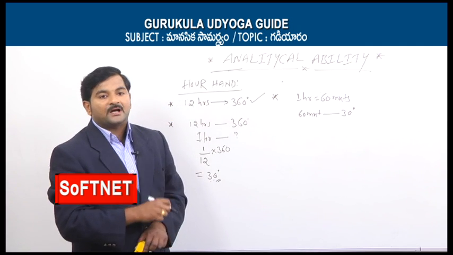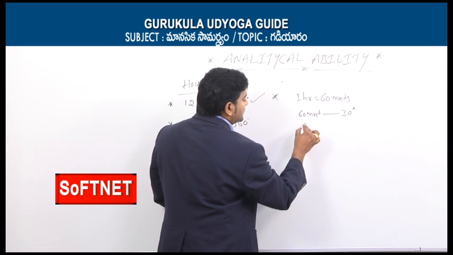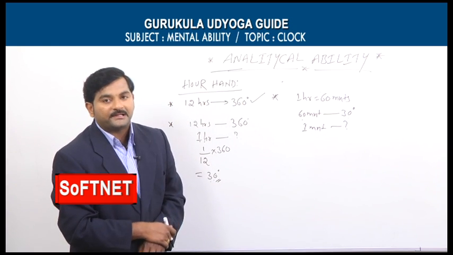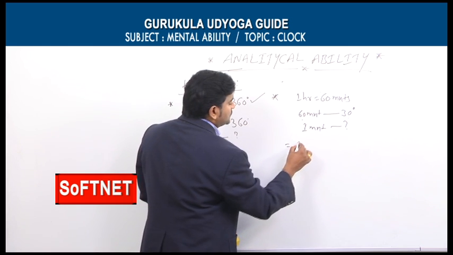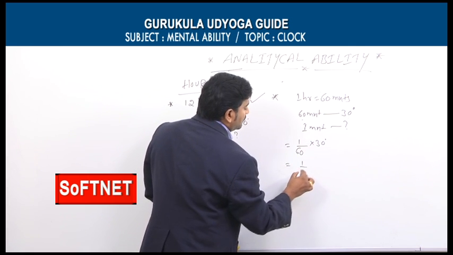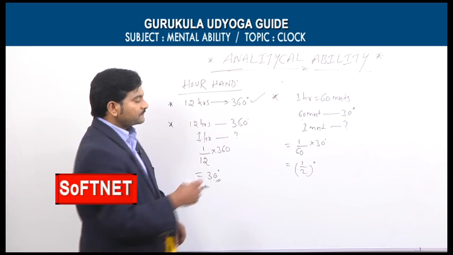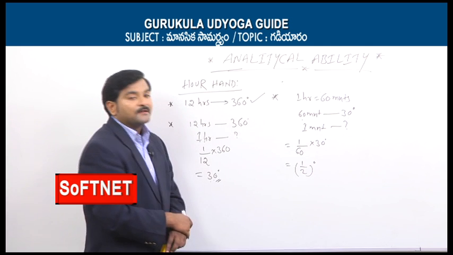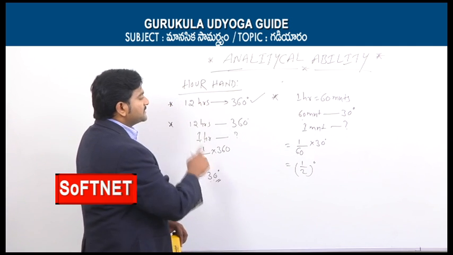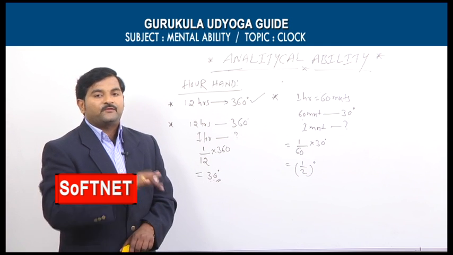The hour's hand can make 30 degrees in the span of 60 minutes. If 60 minutes is 30 degrees, then 1 minute is equal to how much? Then again a small mathematical calculation, you need not worry about this. 1 by 60 into 30 degrees, that is equal to half degree. So what can we conclude, my dear students? The hour's hand can trace 1 by 2 degree, or half degree, in the span of only 1 minute.